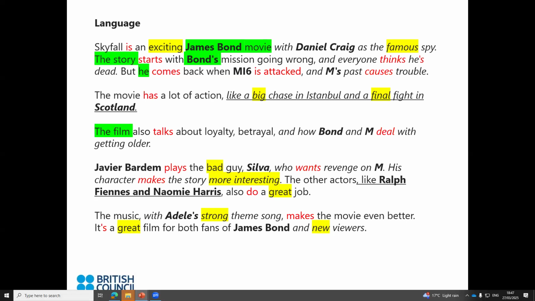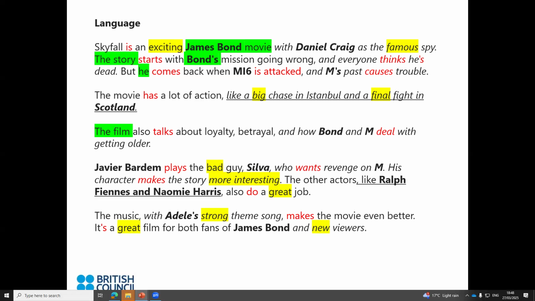You can see in yellow that there are lots of adjectives: exciting movie, big chase, final fight, famous spy. So 2 tips for your students. Always qualify a noun. What kind of spy? A famous spy. What kind of job? A great job. What kind of song? A fantastic song. So always qualify your noun with an adjective to bring it to life, to add some color. And also perhaps you could usefully review and revise the language of description.